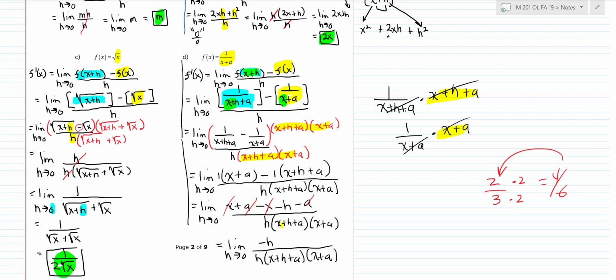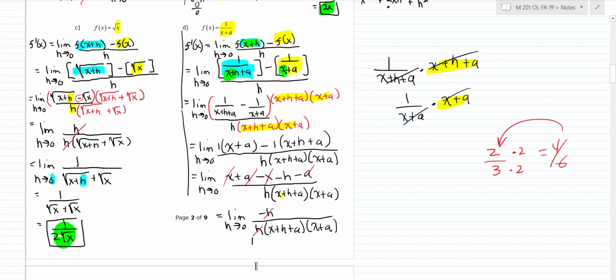All right, what happens? The h's go away. They always will if you're going to get this limit to work out. Okay, that's kind of the key. So now, write down what you're left with.